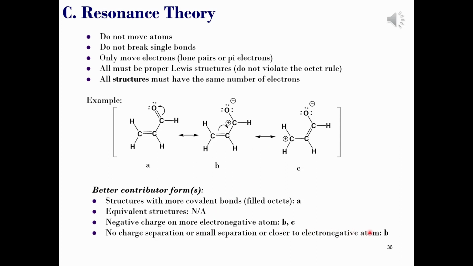So in order of best to worst contributor, A is the best as there are no formal charges and each atom has a complete octet. This is the most stable resonance contributor. The next stable resonance contributor has the formal charges at the smallest separation. This is structure B. The worst contributor is contributor C, as this has the greatest separation of formal charges. On the next slide, we're going to take a look at a couple more examples.